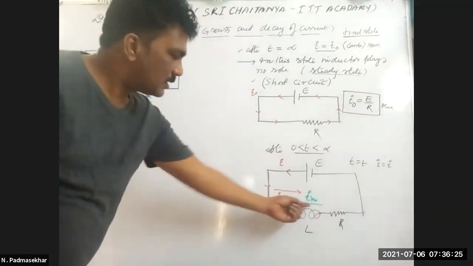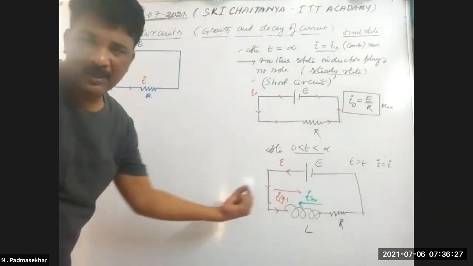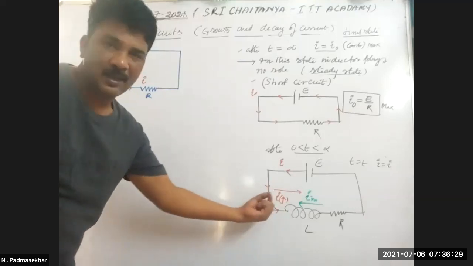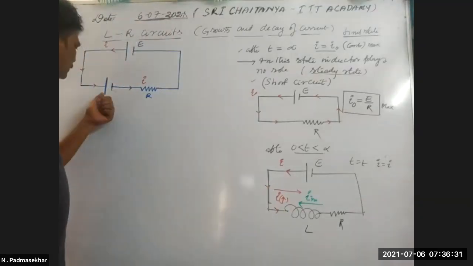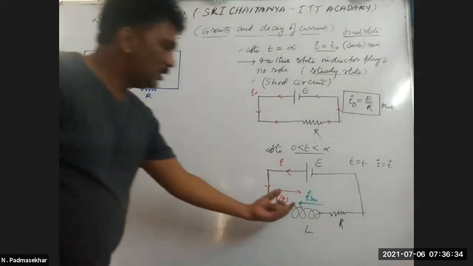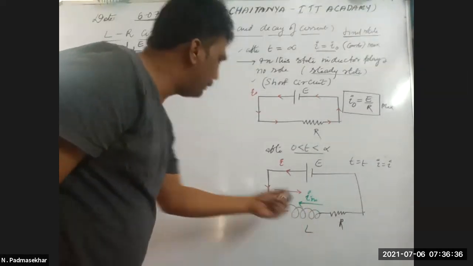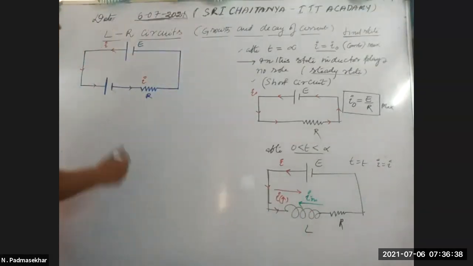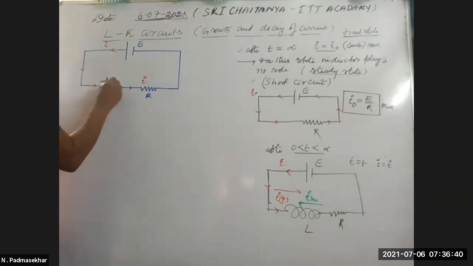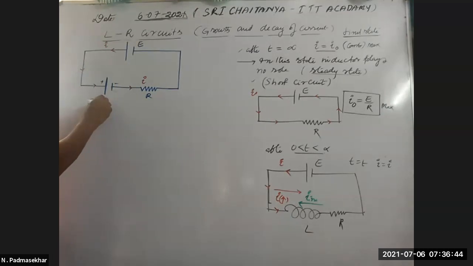Because this is the direction of the induced current. The induced current is this one. This is the direction of induced current. So this is positive and it is negative. So here this inductor is replaced by a cell. When replaced, the EMF in the cell is L di by dt. So this is the magnitude of EMF, L di by dt.